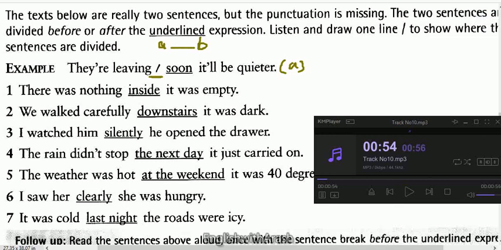So let's go to part 2, number 1. So number 1 is A or B? You tell me. Let's listen.